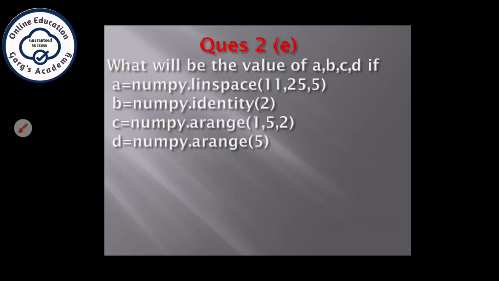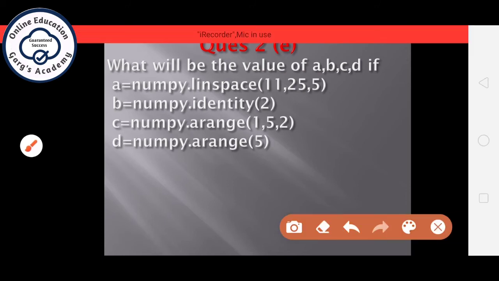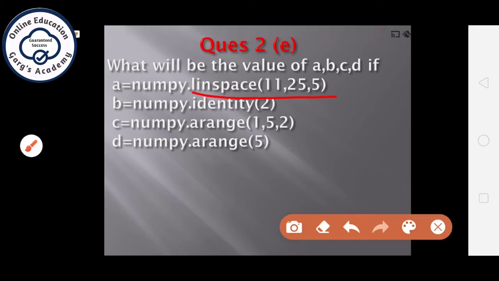Next, what will be the value of A, B, C, D if? These are the 4 statements which are creating 4 different arrays using different functions and with different arguments. So in the first function, we have used linspace function with 3 arguments 11, 25, 5. First of all, let's see how this function works.